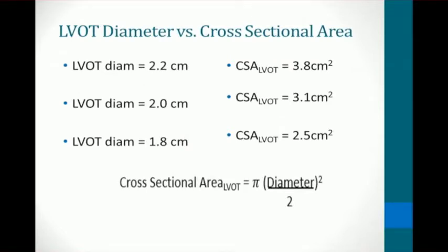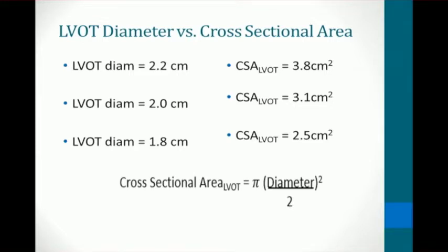Let's say, for example, we have one patient and three sonographers. One sonographer measures the LVOT diameter at 2.2 centimeters. Plug that into the cross-sectional area calculation and we get 3.8 centimeters squared. The next sonographer measures the LVOT at 2 centimeters, giving a cross-sectional area of 3.1 centimeters squared. The third sonographer measures at 1.8 centimeters for a cross-sectional area of 2.5 centimeters squared. So we go from a difference of just 4 millimeters to 1.3 centimeters squared.